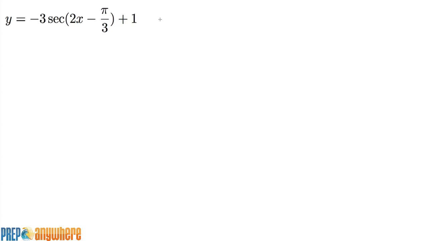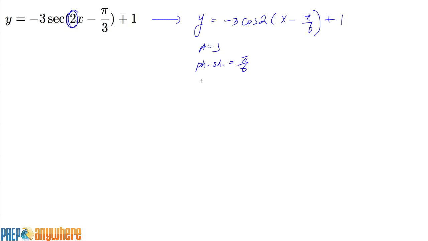Okay, so let's first again sketch the reciprocal, the cosine version of this graph first. So I'm going to write cosine. I know I have to factor this out, so let's factor that out, and I get x minus pi over... right? I get pi over 6, so that if I multiply it back in, I get pi over 3. Alright, so it's got an amplitude of 3, a reflection on the x-axis, a phase shift of pi over 6, period is pi, and vertical shift of 1.